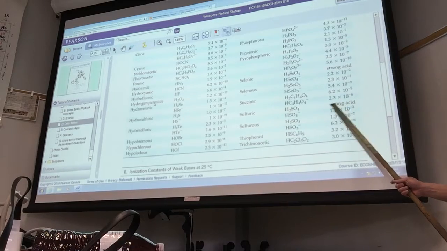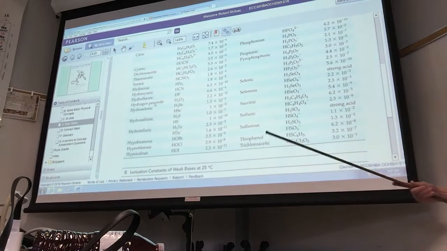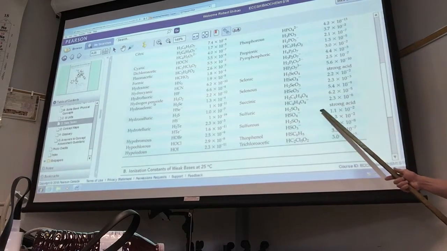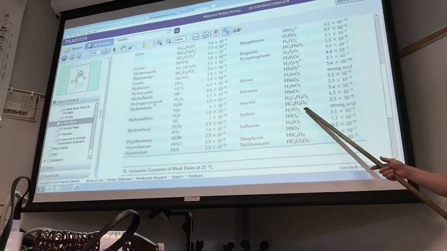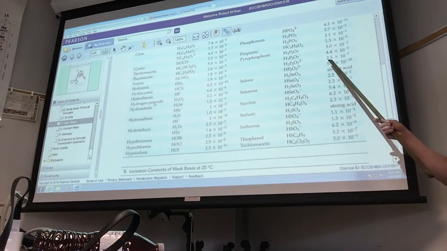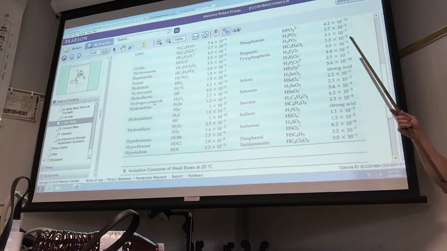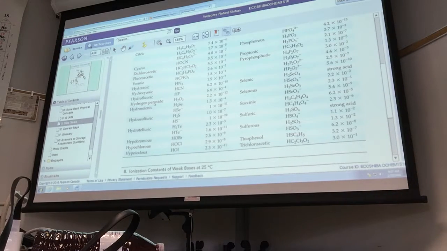It always gets me during the exam on chapter 16, somebody always comes up and asks me, you didn't give me the K value for sulfuric, or you didn't give me the K value for hydrochloric, or you didn't give me the K value for nitric acid. They can't solve the problem.